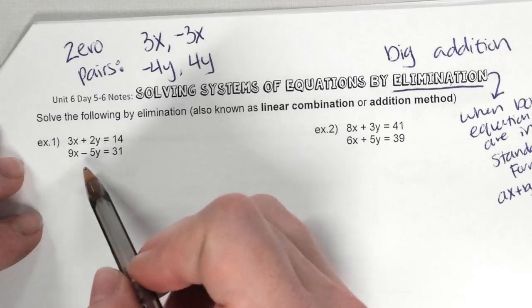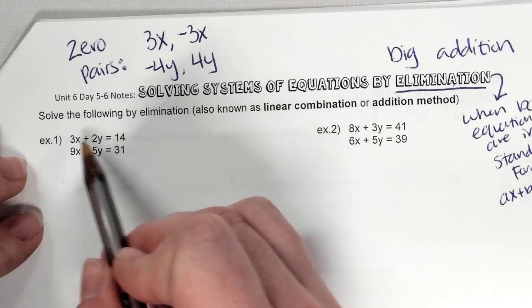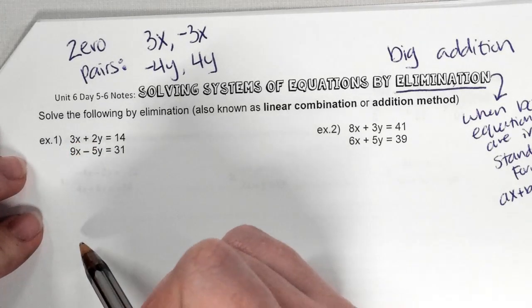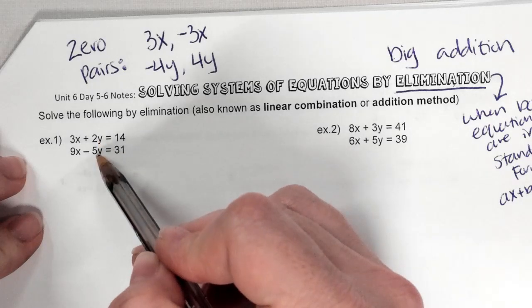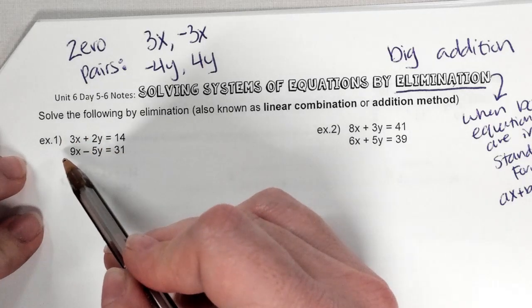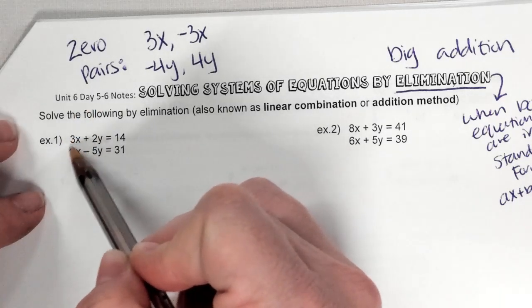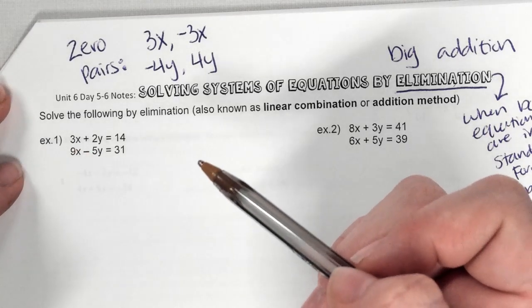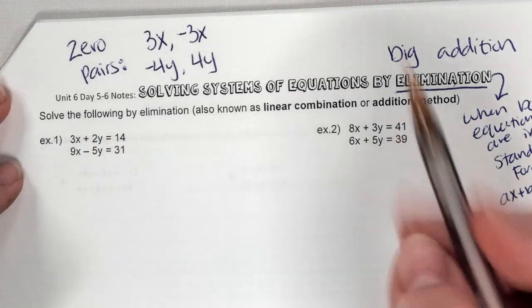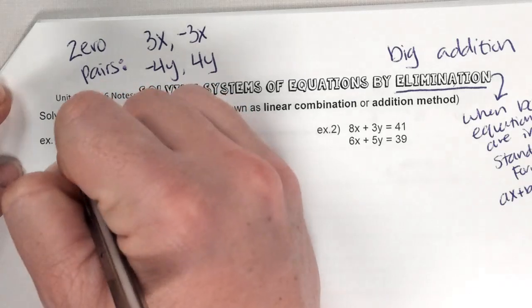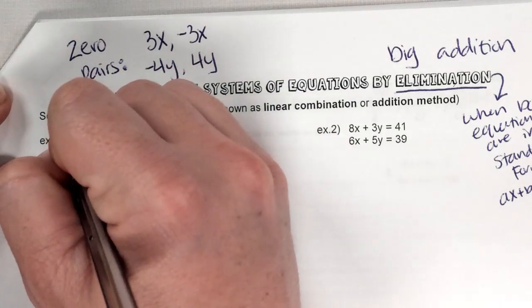So here we don't have anything that matches yet, but I always look at my smaller numbers. Can 3 turn into 9? Yes. Can 2 turn into 5? So we're going to focus on x's, okay? What do I need to cancel a positive 9x? A negative 9x. How would I multiply to make that a negative 9x? Times negative 3. So I'm going to multiply this top equation by negative 3.